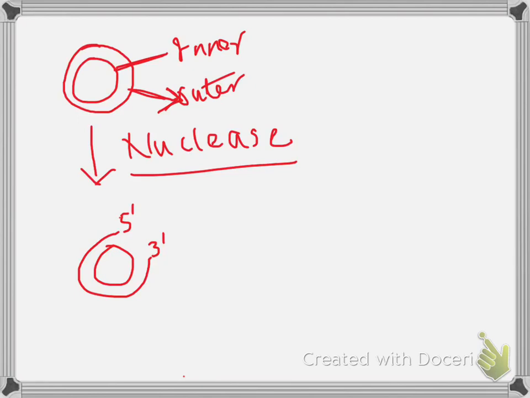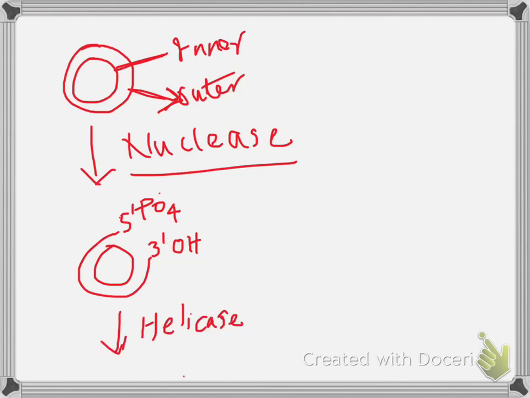So we get two free ends. They are 5' free end and 3' free end. In the 3' free end, there is a hydroxyl group, and in the 5' end there is a phosphate group, PO4 minus.